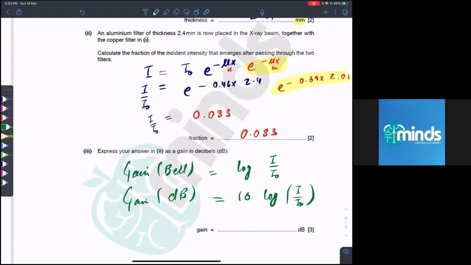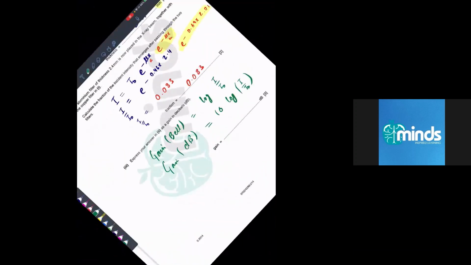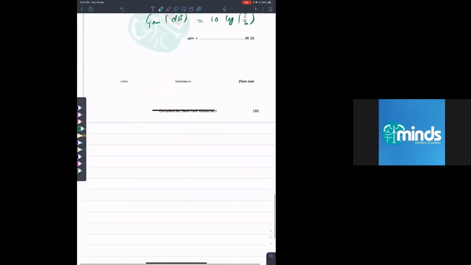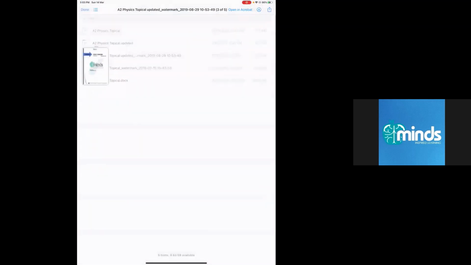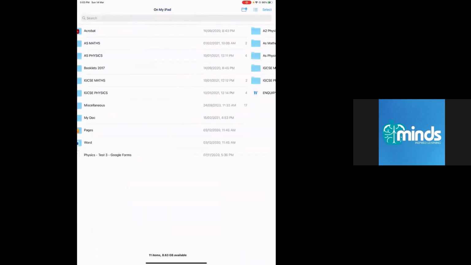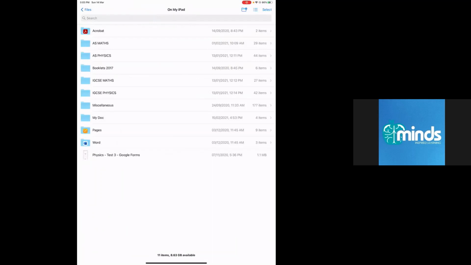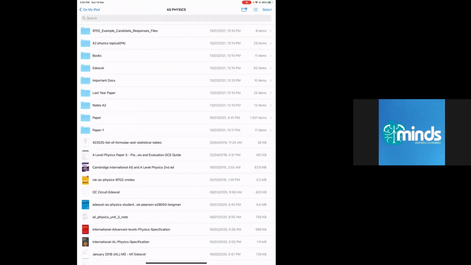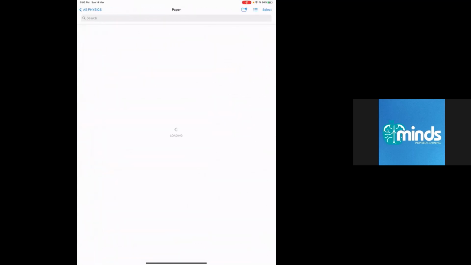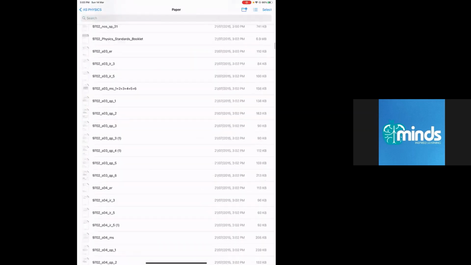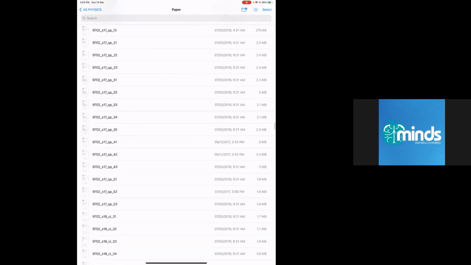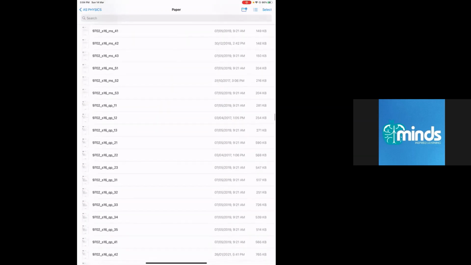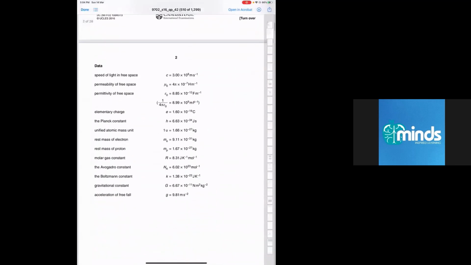I think we should solve one or two more questions related to X-ray. So let's see in any recent paper, because in the booklet we have only these three questions. One we solved in the last class, two questions we solved today. So if we see, May, June 16.